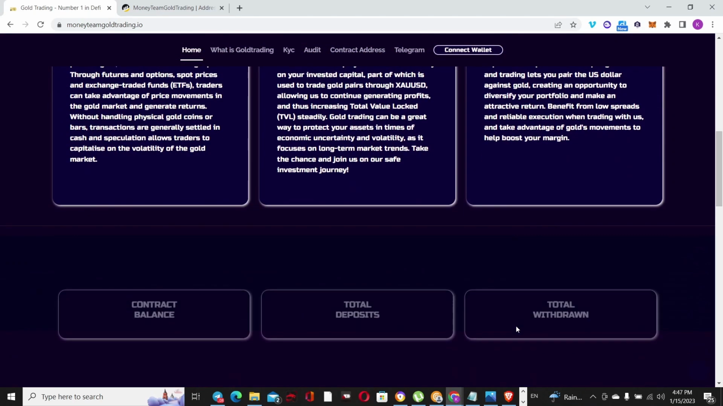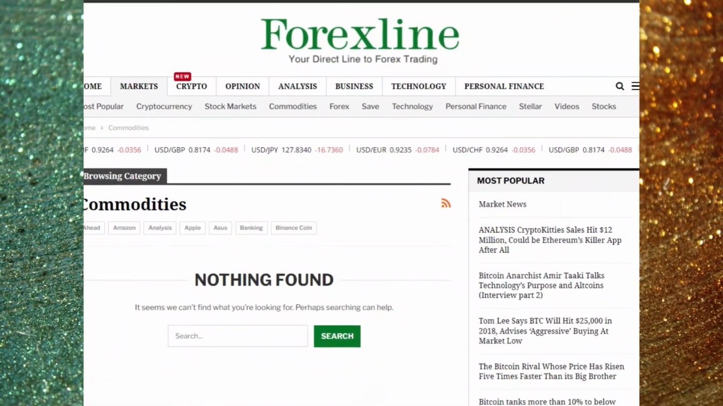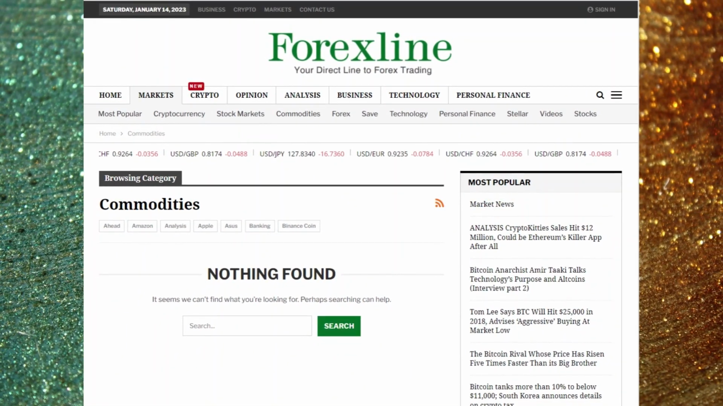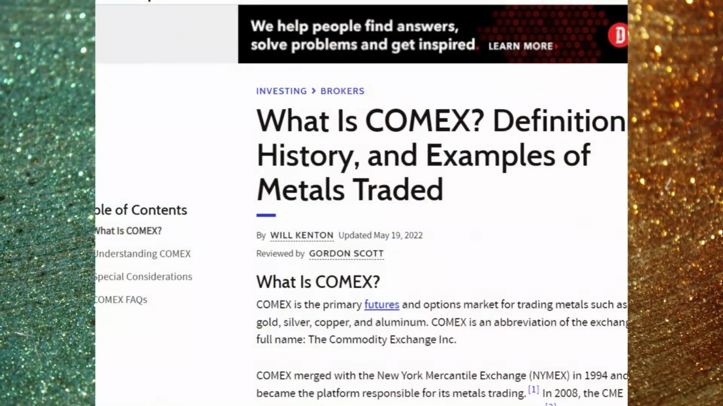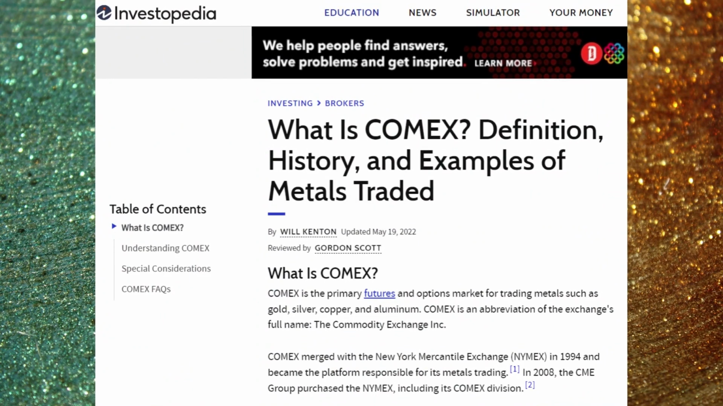Now, if I continue scrolling, they do mention somewhere here that they're going to leverage something called Forex Line. I did go and check forexline.com, but unfortunately I could not see anywhere on the website that you can trade commodities, but perhaps you can do further research. But where you can do trades in commodities is COMEX. This is essentially the commodities exchange. It's very official. It's the most legit place where you can trade gold. And they also did mention it if you scroll down to their FAQs.